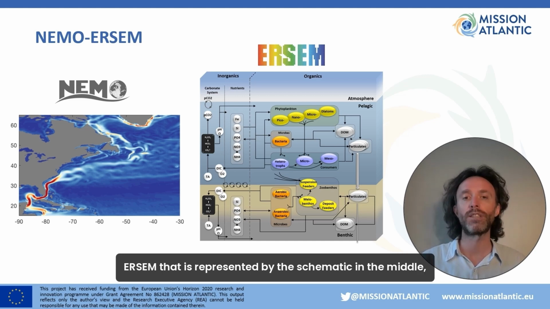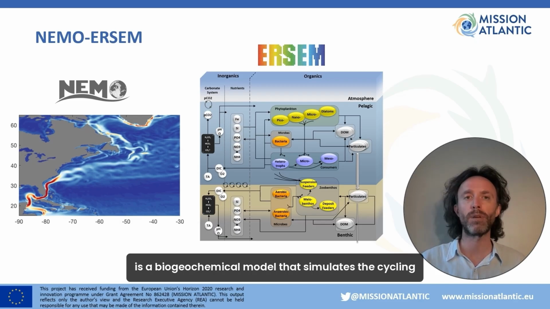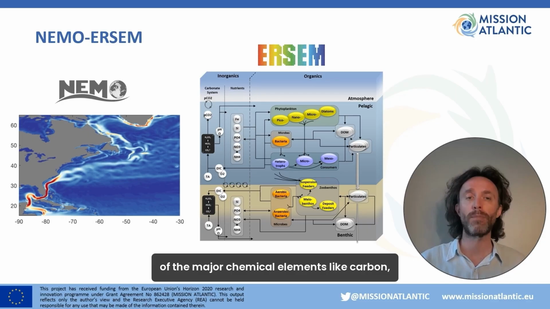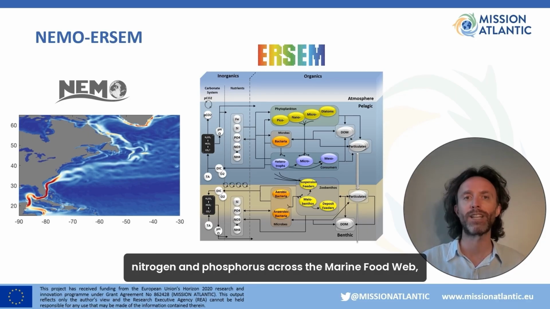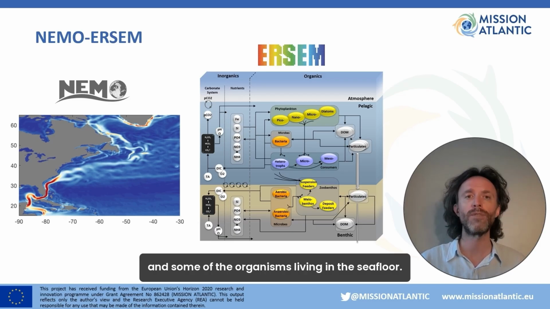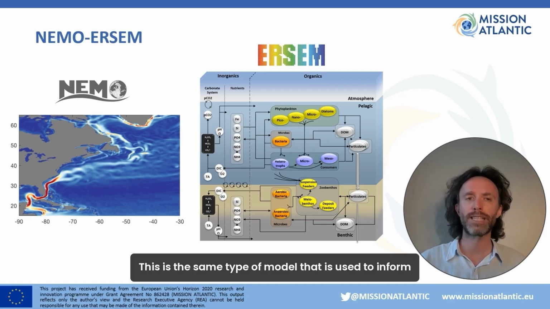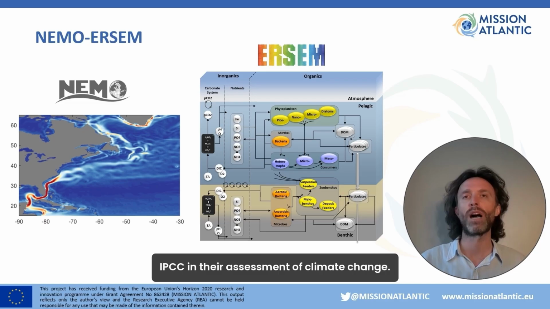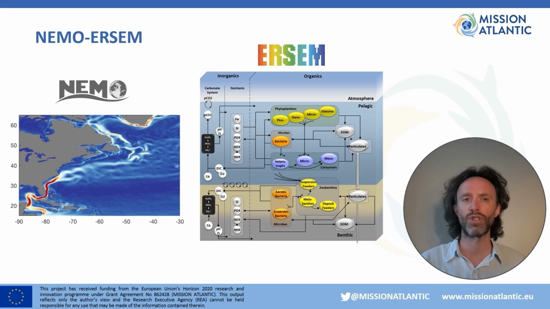AirSim, that is represented by the schematic in the middle, is a biogeochemical model that simulates the cycling of the major chemical elements like carbon, nitrogen, and phosphorus across the marine food web, from the microscopic algae called phytoplankton and small grazers, the zooplankton, to some of the organisms living in the seafloor. This is the same type of model that is used to inform the IPCC in their assessment of climate change.